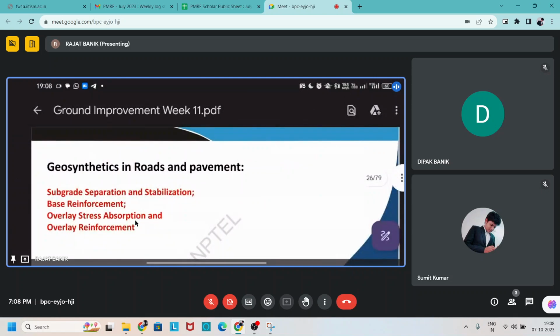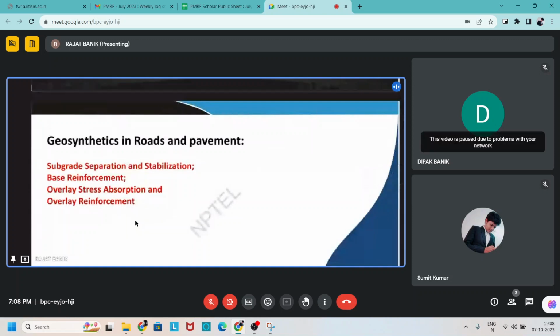So until now we have been discussing the different types of geosynthetic materials and the different functions of geosynthetic material. And we're discussing the application of geosynthetic material in different ways. So here the first one is geosynthetics used in road and pavement.